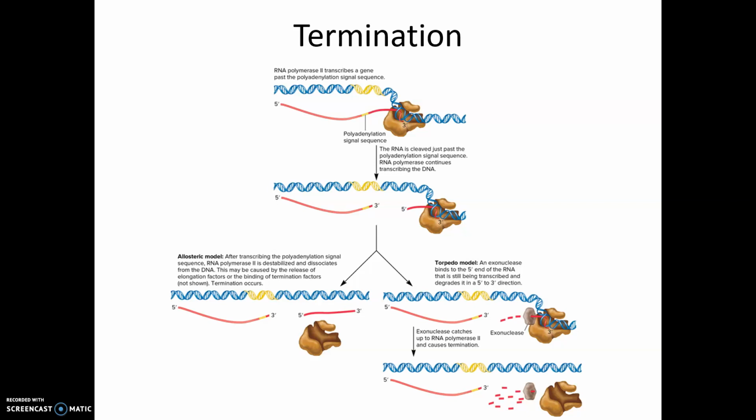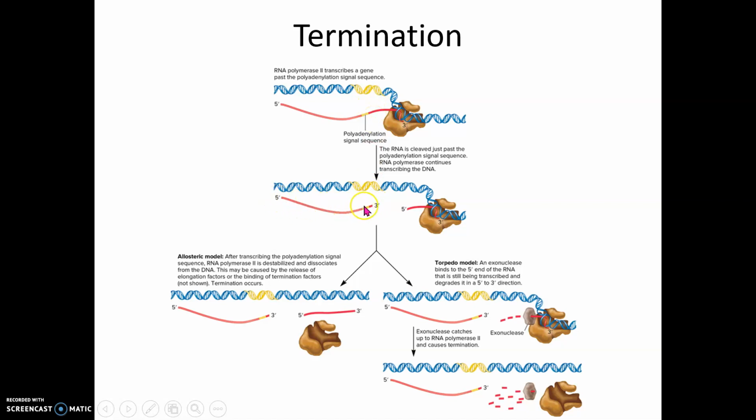Also similar to prokaryotes, there are two ways to do this. So the allosteric model or the torpedo model. Here you should notice that the allosteric model resembles rho independent and the torpedo resembles rho dependent. So RNA polymerase II comes along, transcribes everything past this polyadenylation sequence. Polyadenylation means a bunch of adenines. So think about the poly A tail. This is the sequence that codes for it. So after we have transcribed this, the RNA is cleaved. Okay, so we're going to come along in here and cut that RNA.